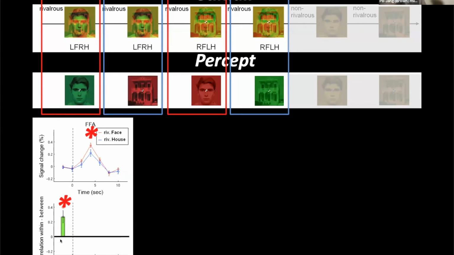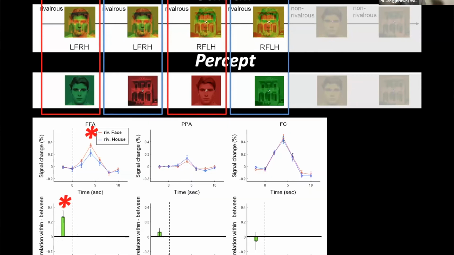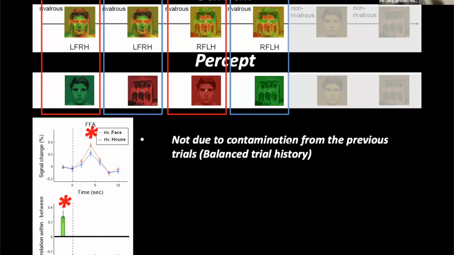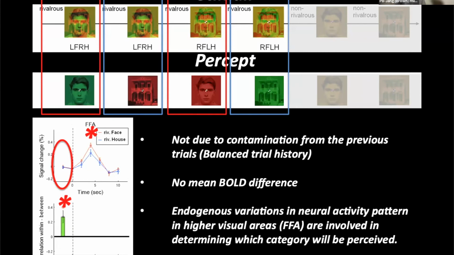And if you see another pattern 2 seconds before the stimulus onset, then later that trial will be more likely to be a house. And this is only found in FFA, but not in PPA and Foveal Confluence. And we show that this is not due to contamination from the previous trial, because when we analyze the data, we make sure that the trial history is balanced. And please note that there's no mean bold difference, but only pattern difference, suggesting that there's probably endogenous variation in this area that is involved in determining which category will be perceived.